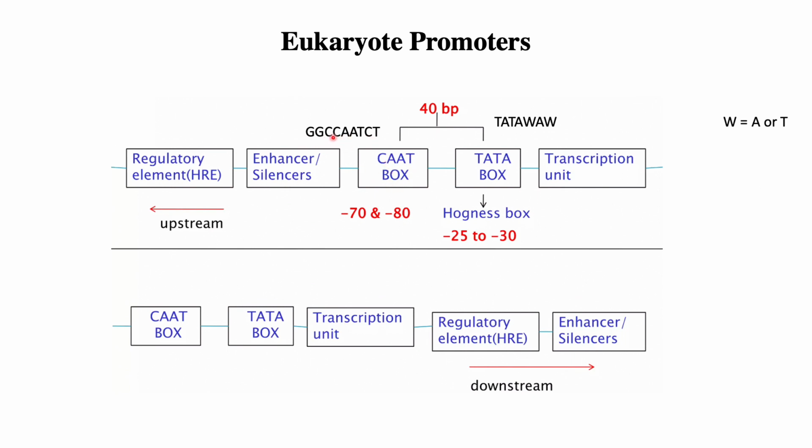GGCCAATCT. It has a lot of G's and C's here. Whereas the TATA box, like the name says, has a lot of T's and A's. So the composition of this is TATAWAW. The W here could be an A or a T. Also, the transcription factors or the transcription activating proteins bind to this region and help in the initiation of the transcription.